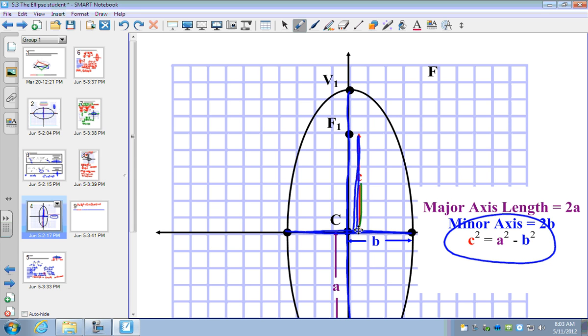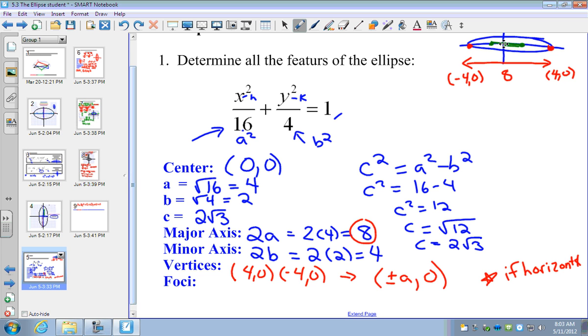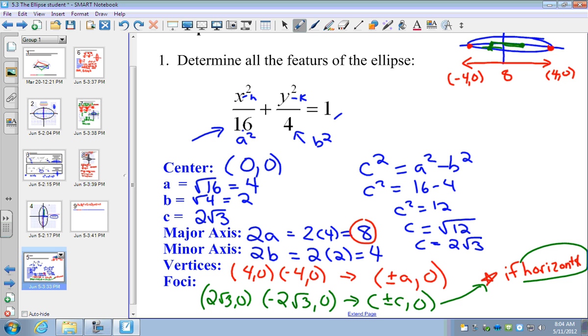This length was c from the center to the foci. That length was c, not both of them c, just this one single length. And we said c was 2 root 3. So this is going to be positive 2 root 3, and that's going to be negative 2 root 3 to there. So we're going to have 2 root 3 and 0, and negative 2 root 3 and 0. And so in general, what that was is plus or minus c and 0. And again, this is only if horizontal. So this is your very good horizontal example. Okay?